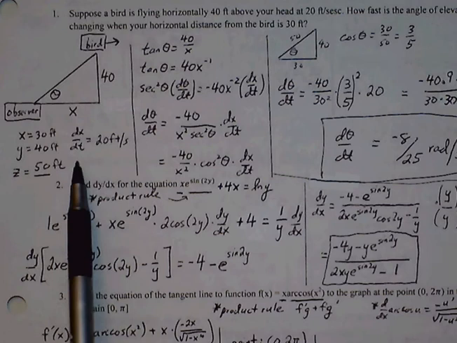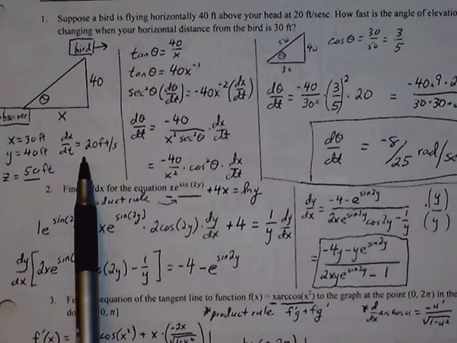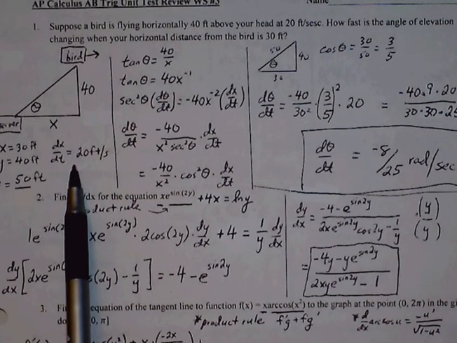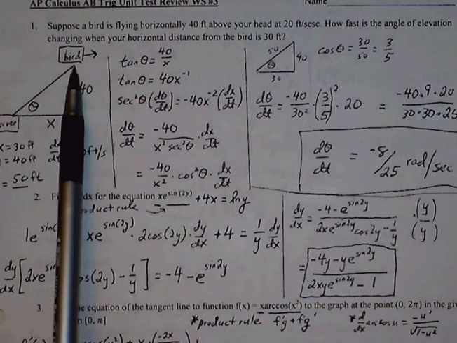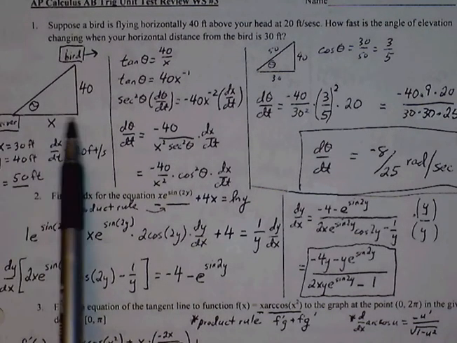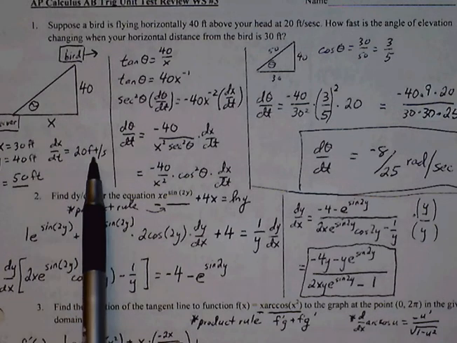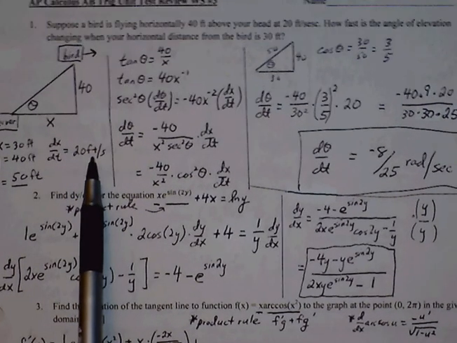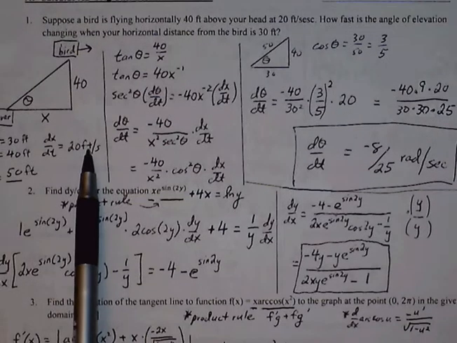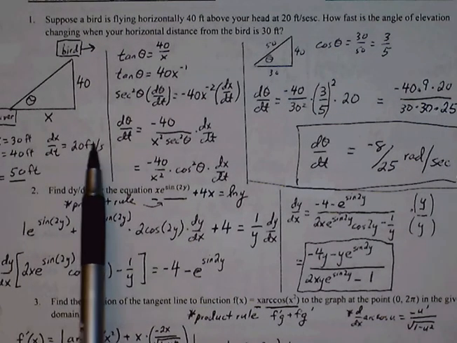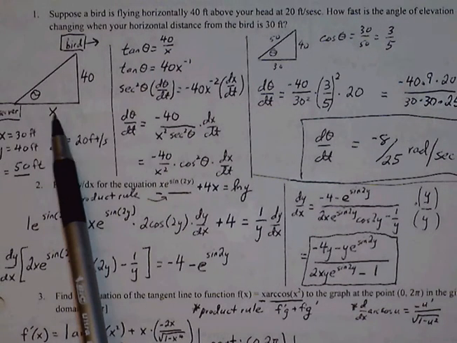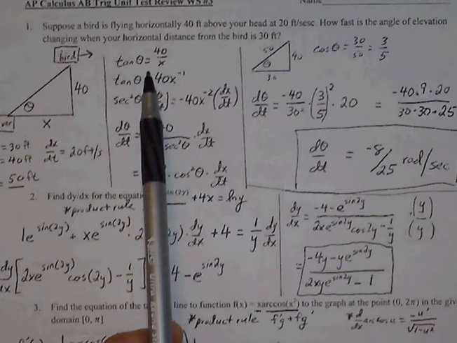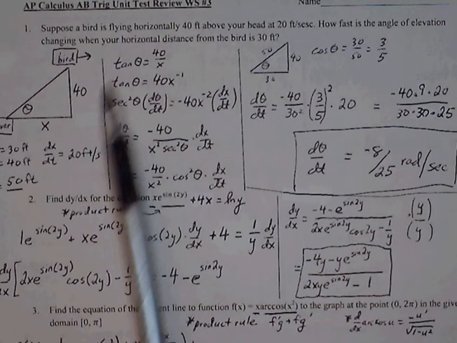Alright, dx/dt is the speed of the bird, which is 20 feet per second, moving away from the observer, so we know x will be increasing over time, so that is correct to leave as a positive. Now we want to find the trig function that will relate theta, x, and 40, and I'm going to use tangent, so tangent of theta is equal to 40 over x.